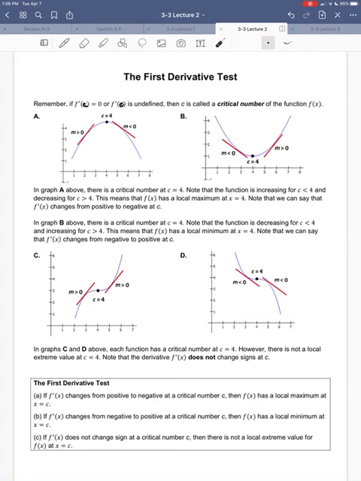Whereas in part D, again, I've got my critical number here. It would have a horizontal tangent line, but it's decreasing and then it keeps decreasing. So f prime of x does not change signs. Here, f prime of x is always positive, except at c equals 4 when it's 0. And here, f prime of x is always negative, again, except at c equals 4 where it's equal to 0. And so this leads to the first derivative test that we've got here at the bottom of the screen.